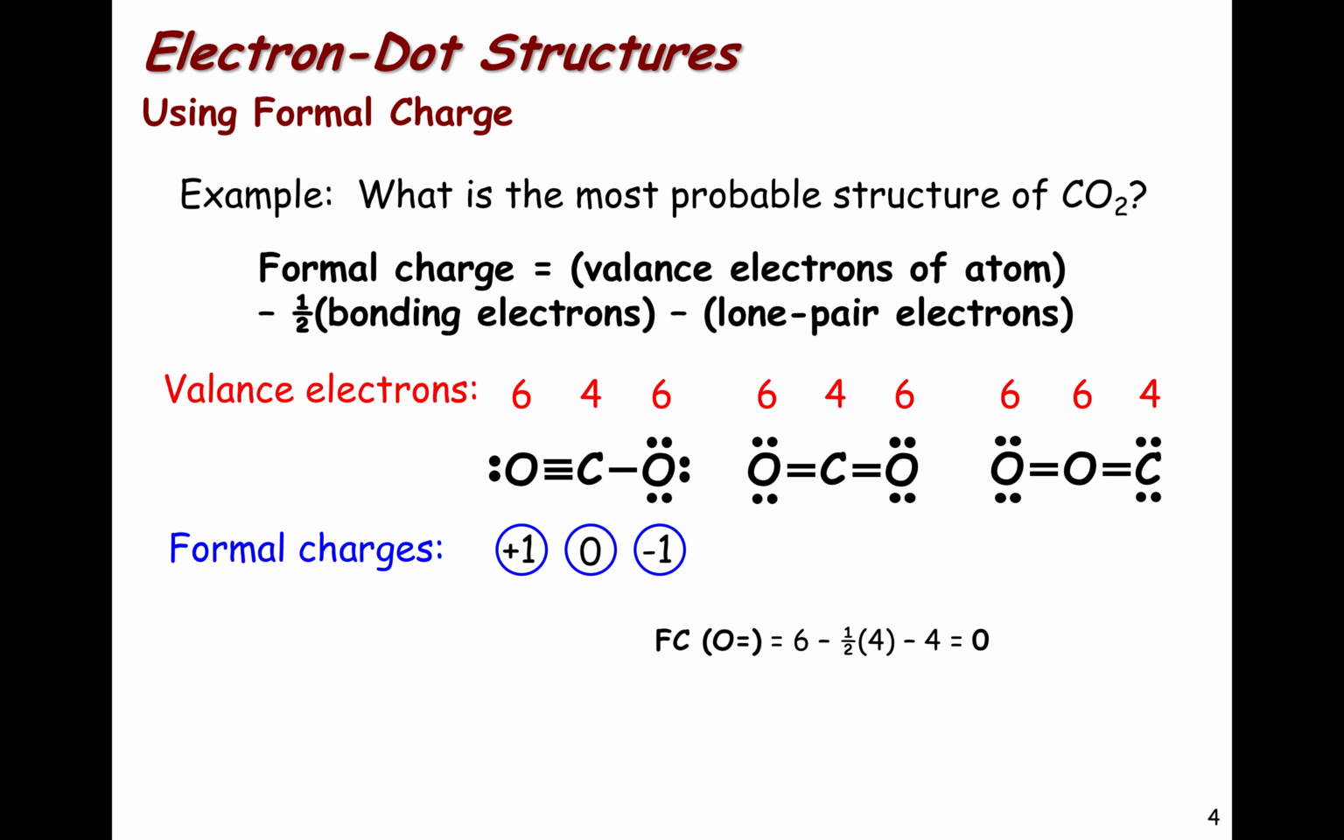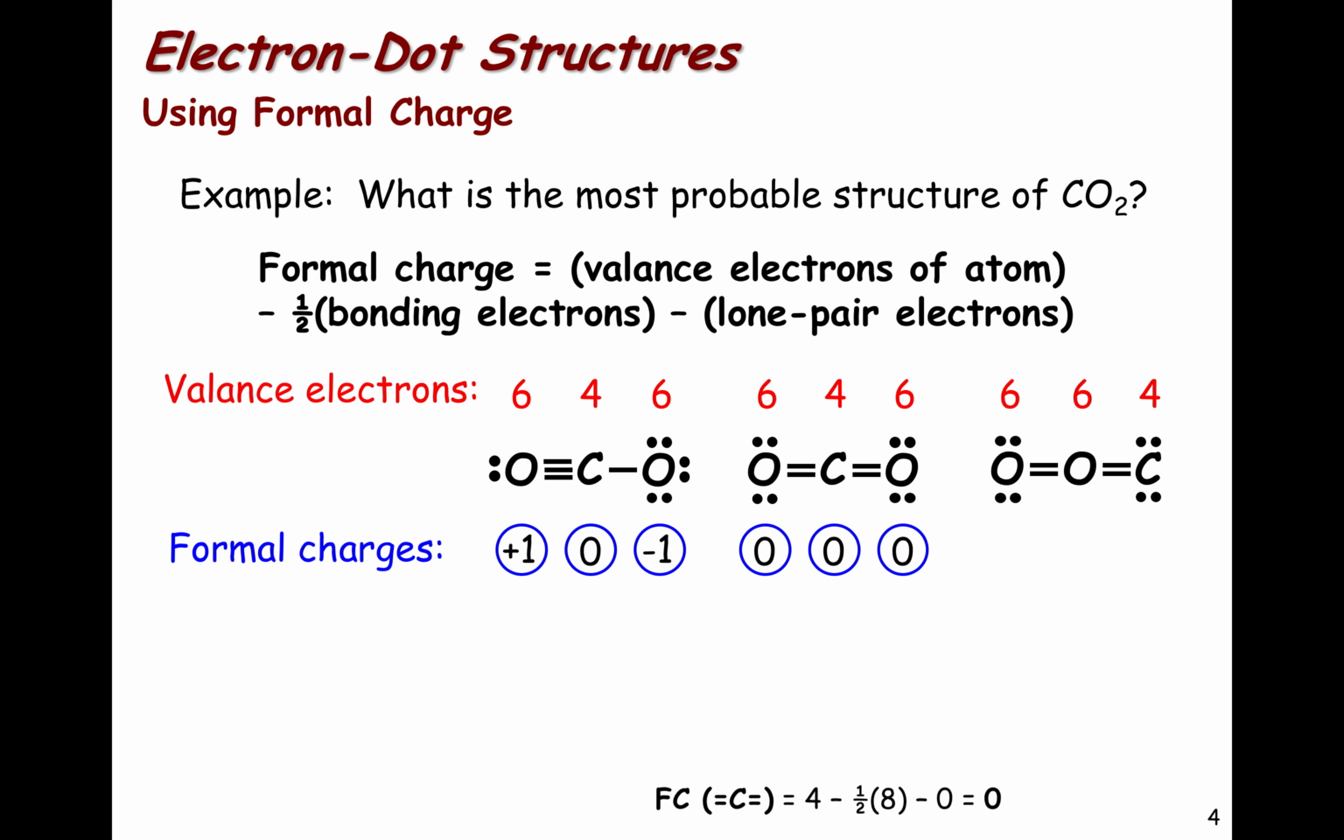Now, if we consider the central structure, again, oxygen has 6 valence electrons. We're going to subtract away half of the 4 electrons that are shared, and then there are 2 lone pairs, so we subtract away those 4 electrons, for a formal charge of 0. In the case of the carbon, it has 4 valence electrons, and we subtract away half of the 8 bonding electrons. The carbon also has 0 formal charge.